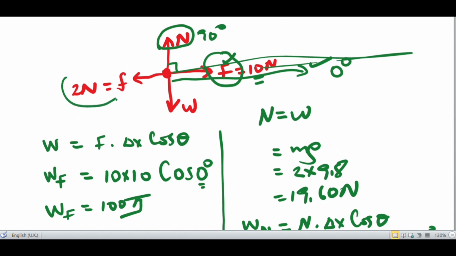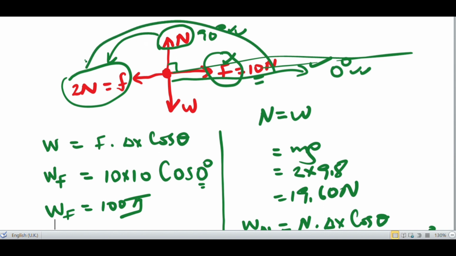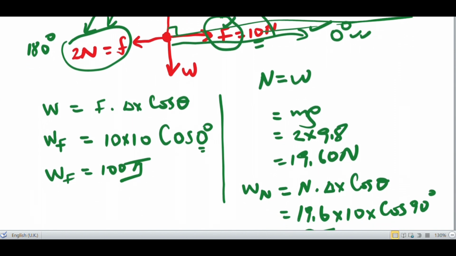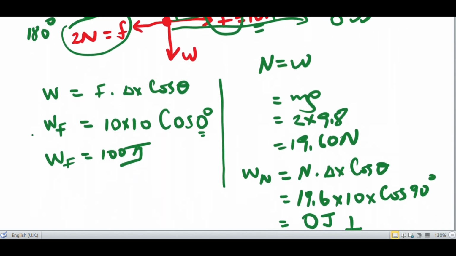Now we are about to calculate the work done by the frictional force. If this was 0 and this one is 90, then from here to here the angle is 90 plus that 90. So from here to the frictional force, the angle is 180. Since the frictional force is opposing the motion, the angle there will always be equal to 180. So the work done by frictional force will be equal to the frictional force times delta x cos theta.